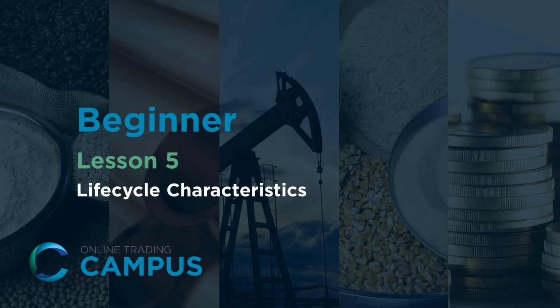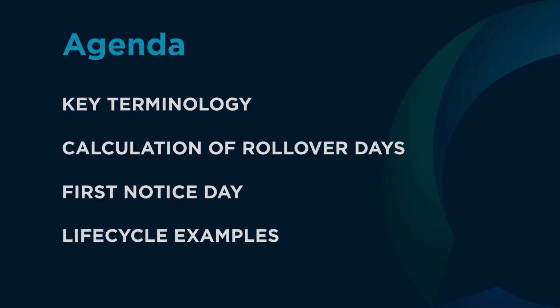In Lesson 5, we will look into the life cycle characteristics. We will start this lesson with key terminology. After that, I will show you how to calculate rollover days, and I will spend some time focusing on the first notice day, which is one of the most important days you as a futures trader have to be aware of. At the end of the lesson, we will go through several life cycle examples of physical delivered and cash settled futures markets. So let's get started.